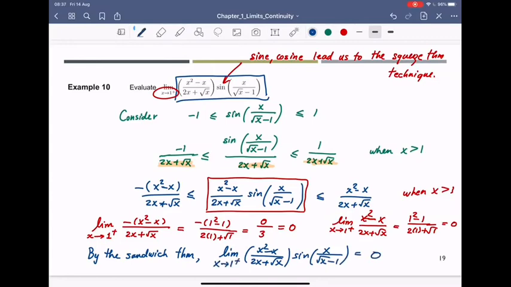Well, this is how to complete this problem. Is that too hard? No, right? Just super easy, huh? All right, so let's move to example 11. This is the last example for today, and then we're going to start infinite limits on Monday.